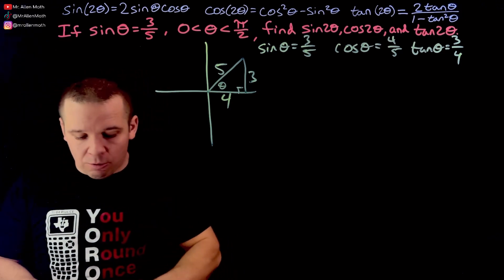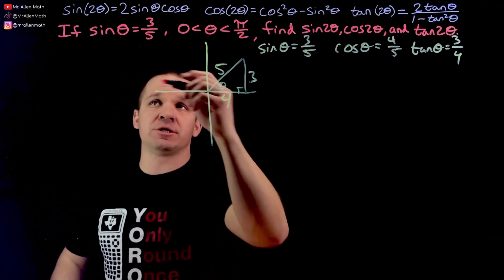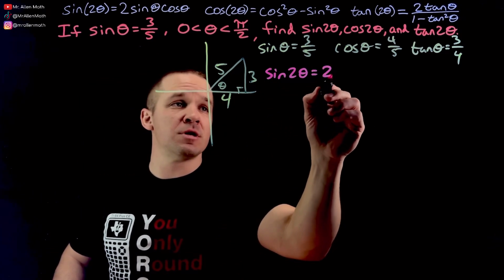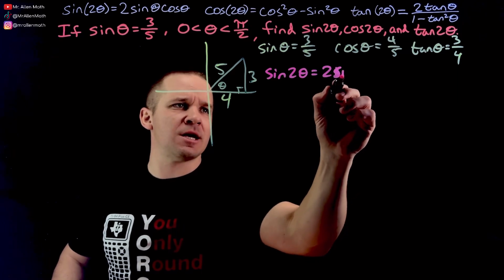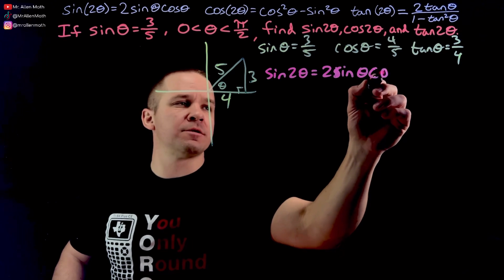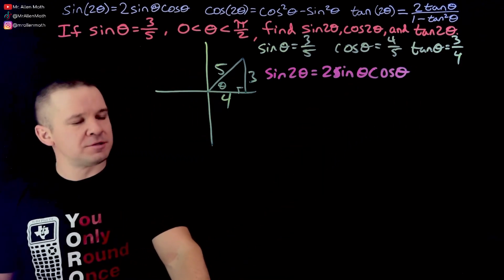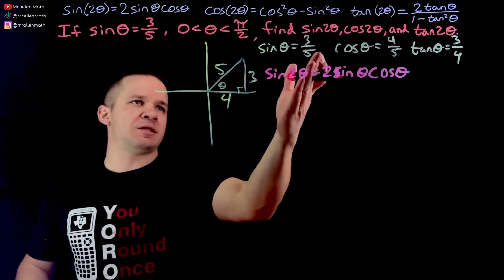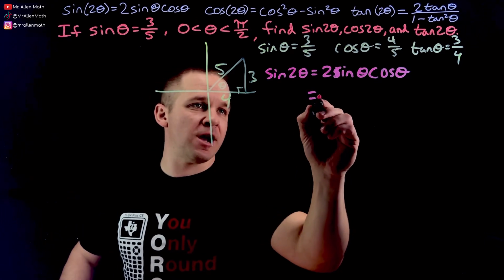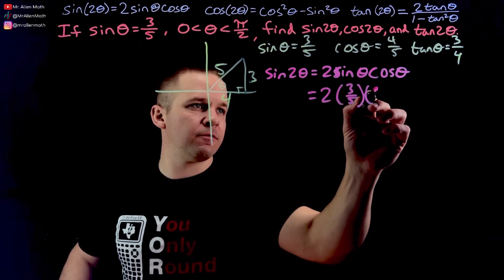So let's write down our double angle formula for sine of 2 theta. Sine of 2 theta is equal to 2, almost forgot my s, sine theta cosine theta. Well, sine theta is just 3 over 5. Cosine is 4 over 5. Let's plug those fractions in. 2, then we got 3 over 5, 4 over 5.